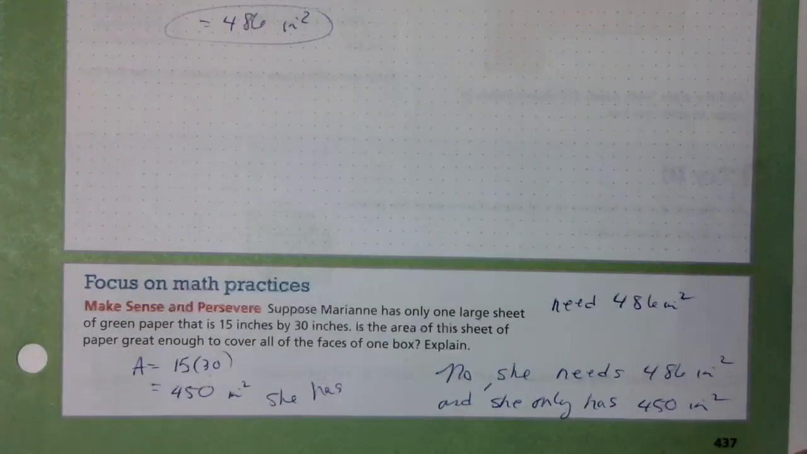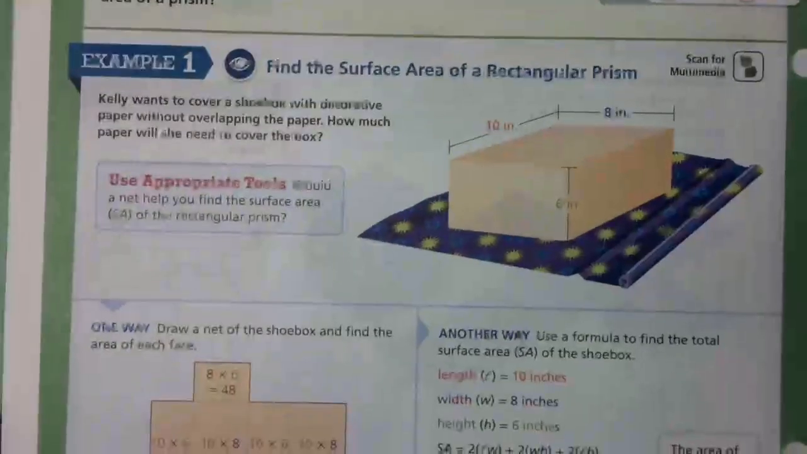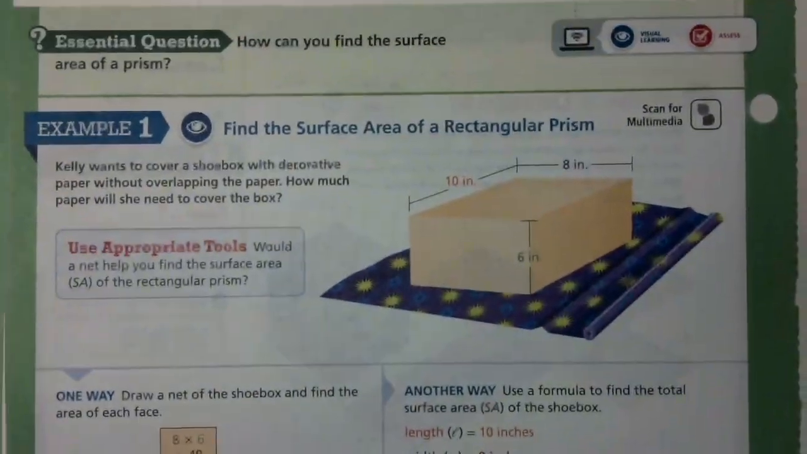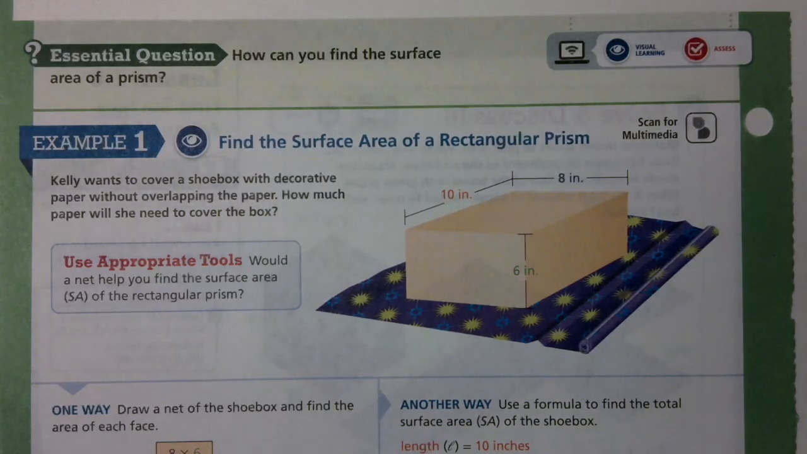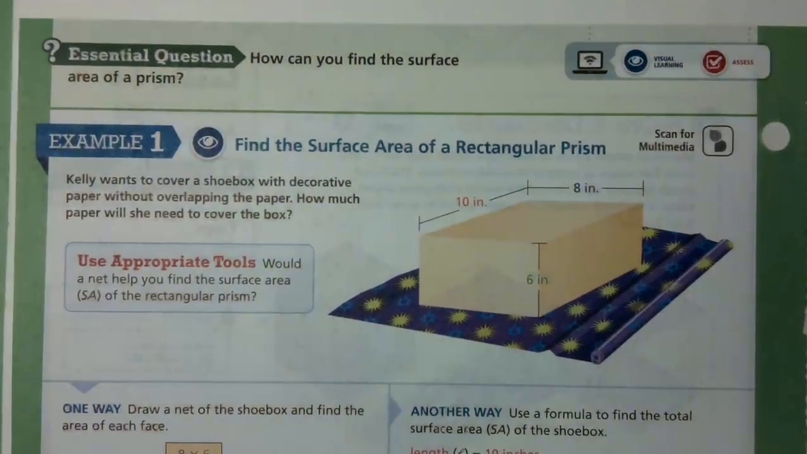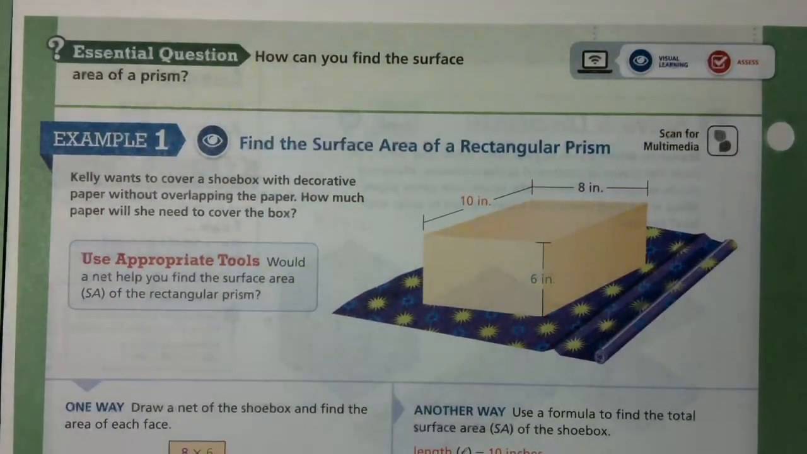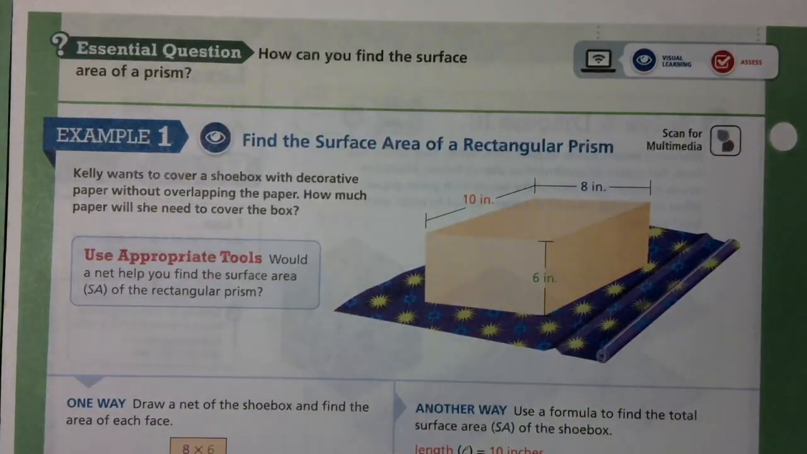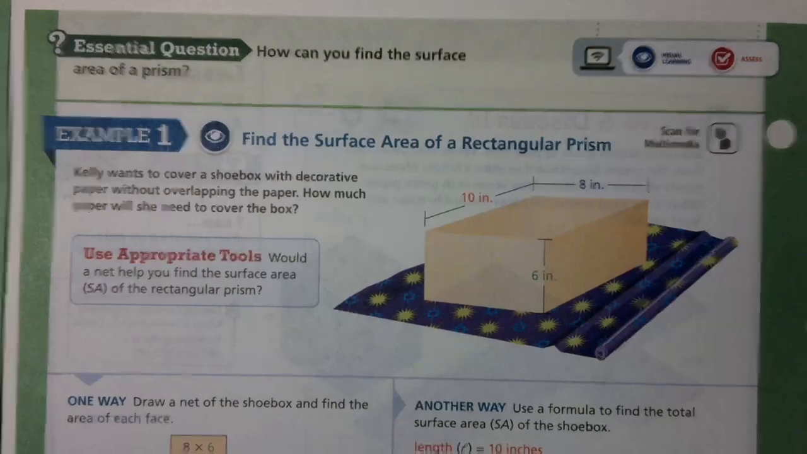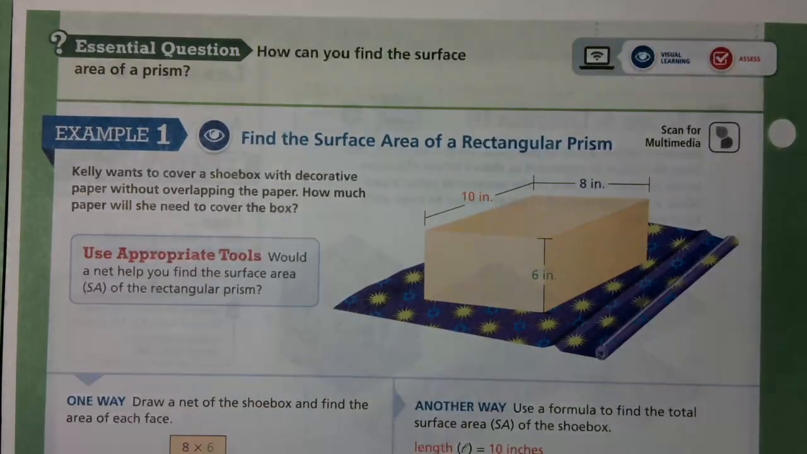Okay, turn your paper over. Let's look at example 1. I believe this example is done for us. The question is, how can you find the surface area of a prism? Remember, on a prism, we have a top and a bottom with the same dimensions. We have a front and a back with the same dimensions, and we have a left and a right with the same dimensions. Okay?